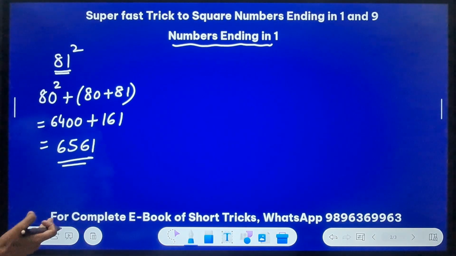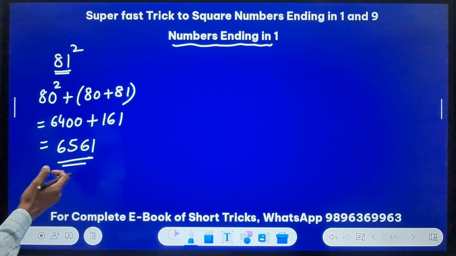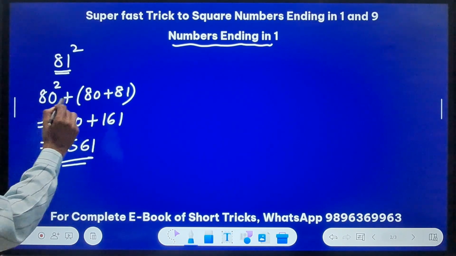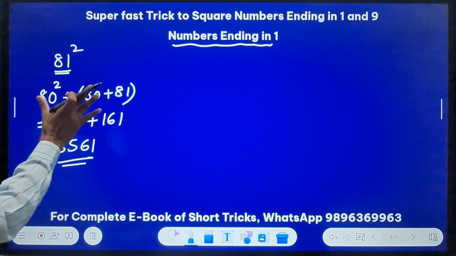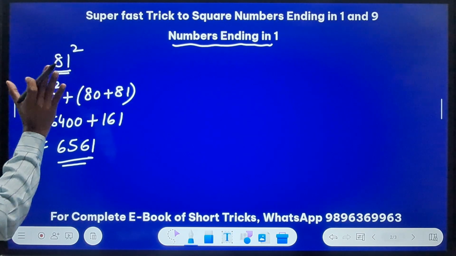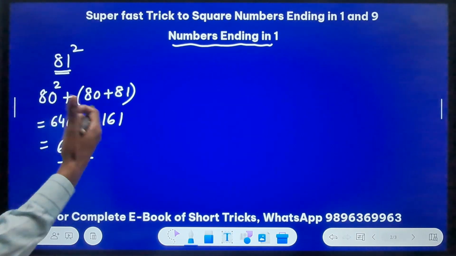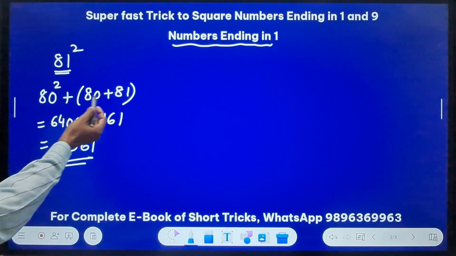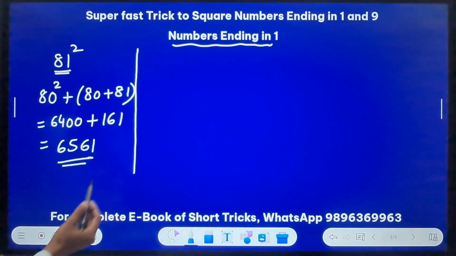Now you can see how much time I took to apply the trick, but this is the thing which requires a logic, and this is rather an outcome of the (a plus 1) whole square identity. Let's have some more examples.